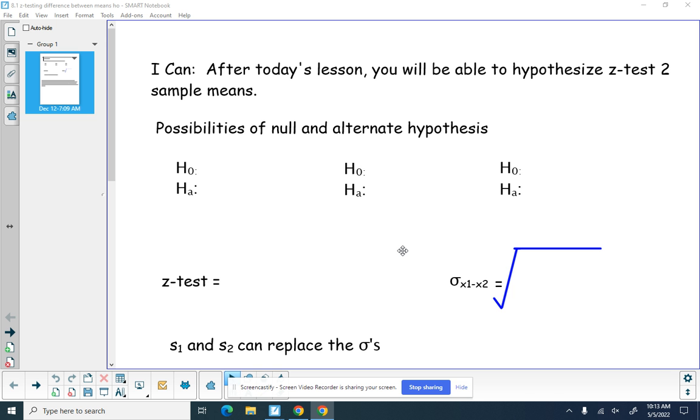Today we're going to talk about hypothesis testing of two different means. We're going to compare two different means. We'll talk about the ACT score between males and females. You could take a look at salaries or household incomes between two different communities and compare household incomes between two different communities.